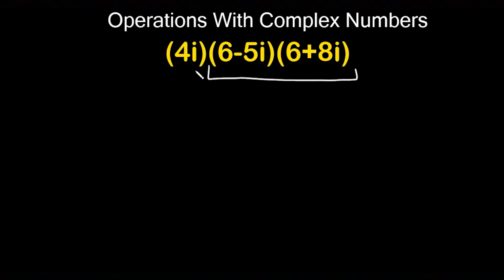All right, so if I do FOIL here, what do I get? I'll do 6 times 6, I get 36. Okay, doing outside, I get plus 48i. Doing inside, I get negative 30i. And then doing last, I get negative 40i squared. From here, you want to go ahead and combine like terms. I have 48i, negative 30i. When I combine that, I get positive 18i.